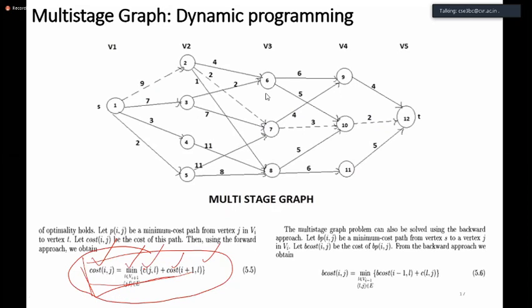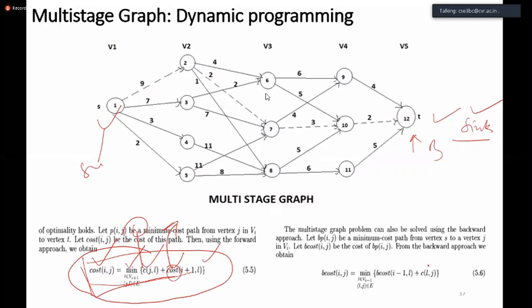Here, small c is the cost of the edge. This cost is the cost from the source to the destination. But in a multi-stage graph, we call this the source and this the sink. In our examinations also they may use this term, sink.